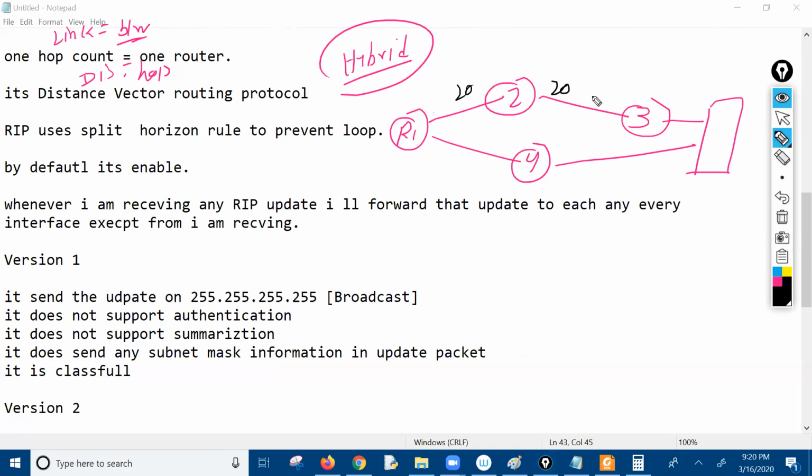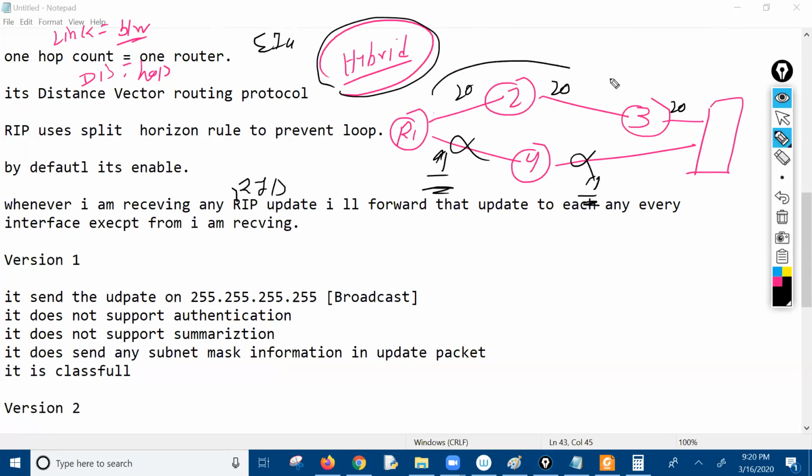Say the links are 20 Mbps, 20 Mbps, 20 Mbps, and this one is 1 Mbps. If I'm talking about RIP, it always uses this path, the lower hop count. It will never choose based on bandwidth. But in the hybrid, EIGRP is a hybrid routing protocol, a combination of distance and link. It will never go by this link; it will always choose this one. That's the difference in the hybrid. Clear?